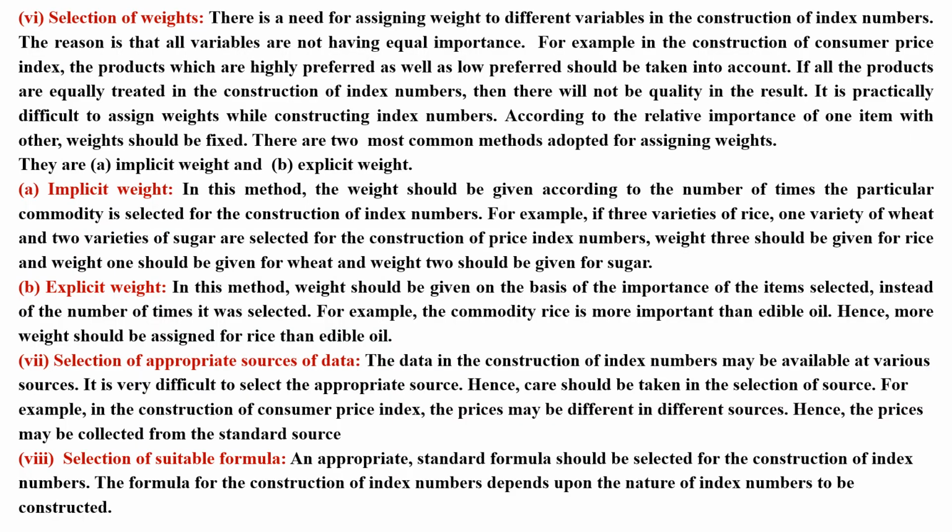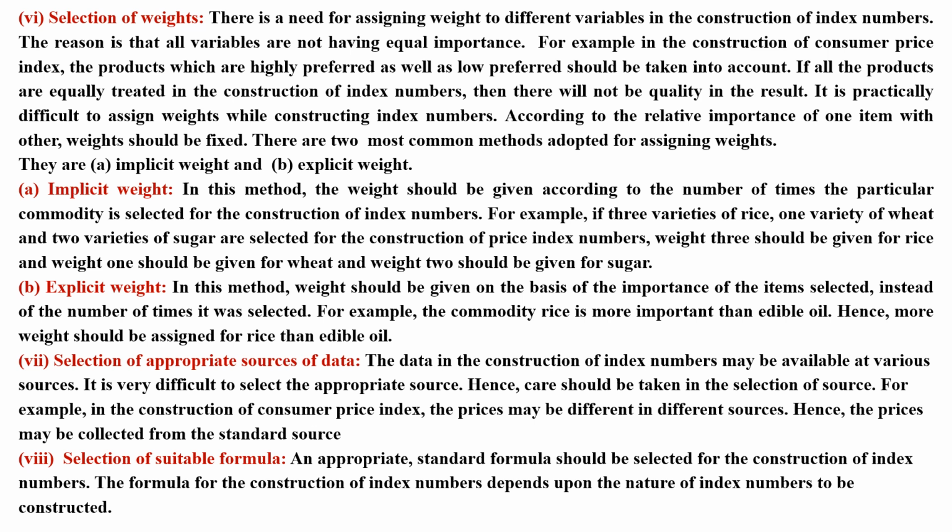Selection of weights. There is a need for assigning weight to different variables in the construction of index numbers. The reason is that all variables do not have equal importance. For example, in the construction of consumer price index, the products which are highly preferred as well as low preferred should be taken into account. If all the products are equally treated in the construction of index numbers, then there will not be quality in the result. It is practically difficult to assign weights while constructing index numbers.